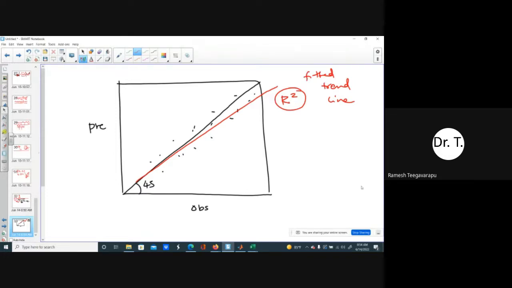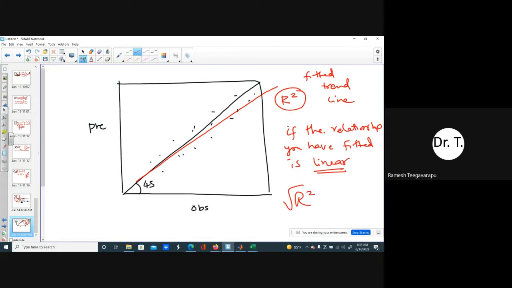But there is one special relationship which connects R square and the correlation coefficient. If the relationship you have fitted is linear, only when it is linear, then the square root of R square will be equal to rho, that is the correlation coefficient. So please remember throughout your career or life that the square root of R square is never equal to rho if the relationship is non-linear. It is only equal when the relationship is linear. Okay, so that is what I'm trying to say when we are trying to evaluate the visual assessment of our model. Is that clear to everyone?